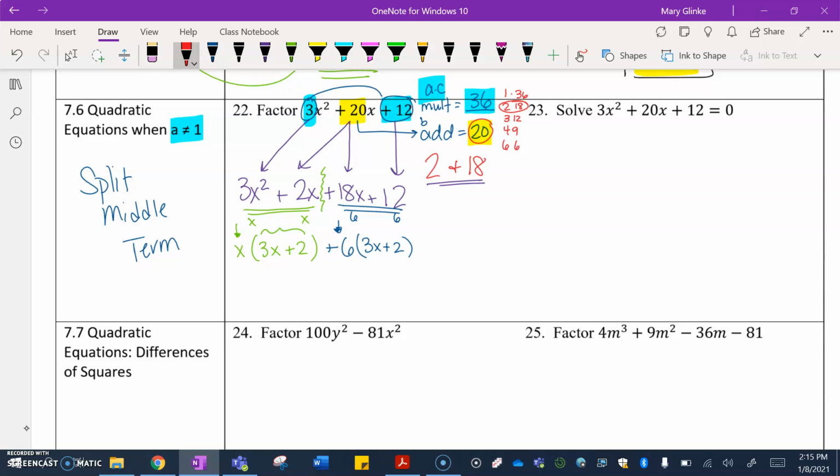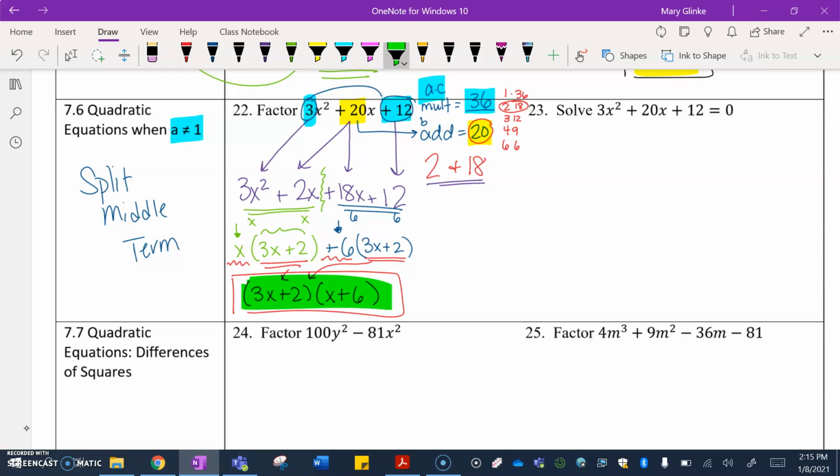Now with split middle term, these two parentheses have to be the same. So 3x plus 2 is going to be one of our factors because we are going to take that out. And our other factor then is going to be x plus 6. This would be our answer for number 22. And once again, you can distribute this to see that it works.